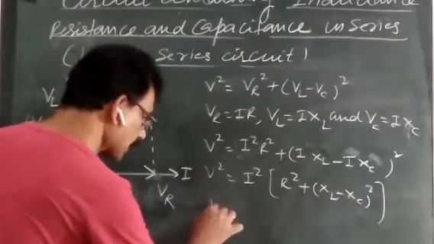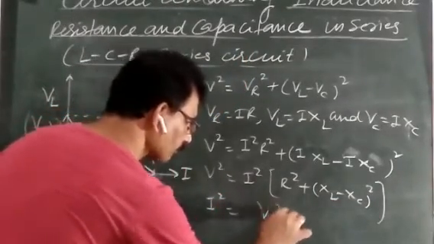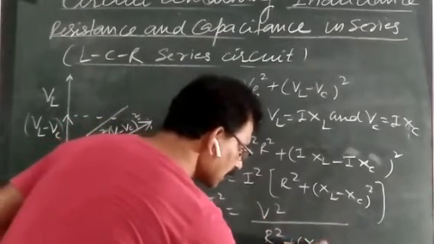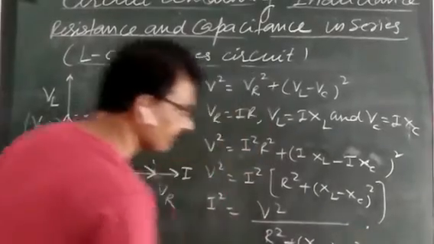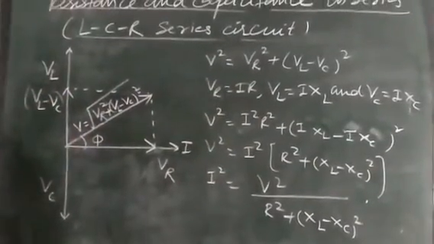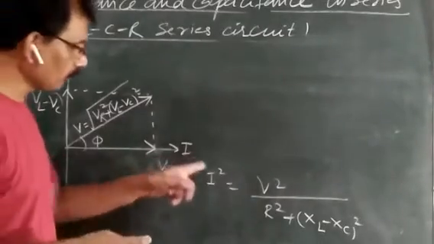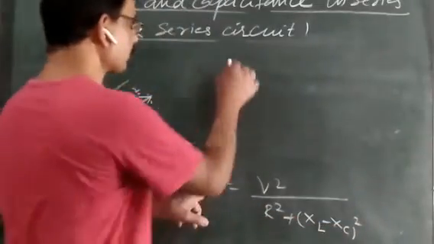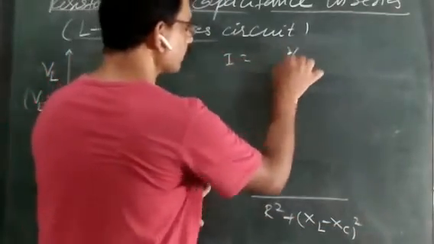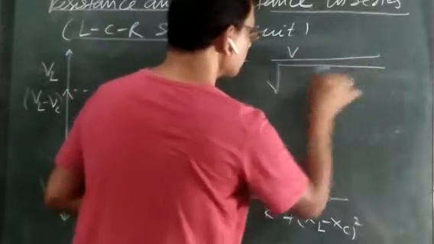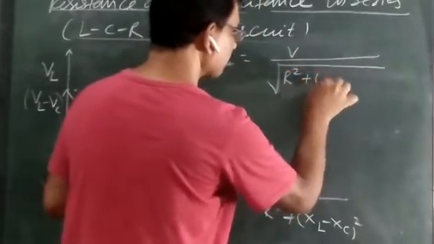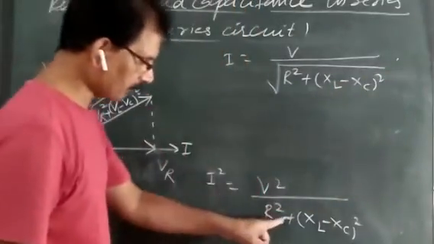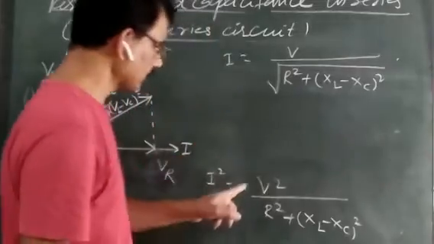So from here you can say I square is equal to V square upon R square plus XL minus XC whole square, and you can say I is equal to V upon root R square plus XL minus XC whole square.